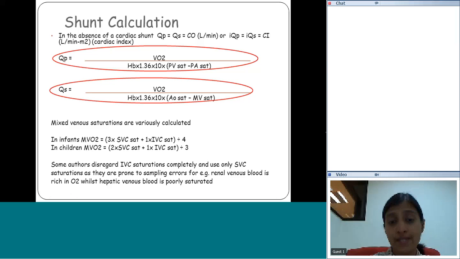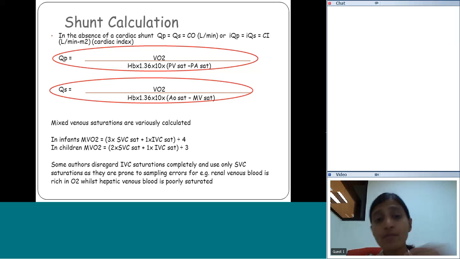Okay. Now, IVC saturations are notoriously prone to error. This is because, depending on the position of the catheter, you may be very close to the hepatic vein, you may be very close to the renal vein, and you don't know how far your side holes in the catheter are from these renal and hepatic vessels. Renal venous blood is rich in oxygen, hepatic venous blood is quite desaturated, so you could get a very false value from an IVC sample.